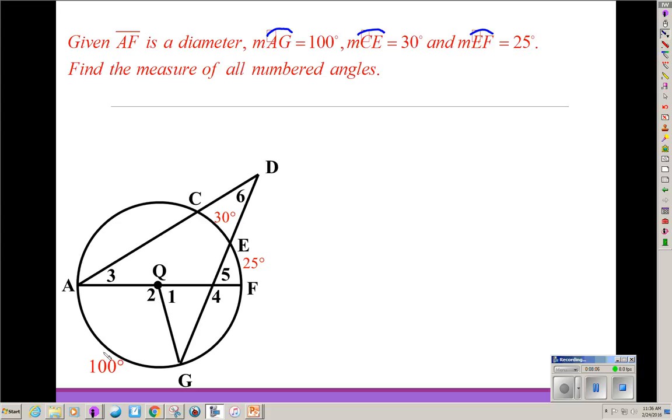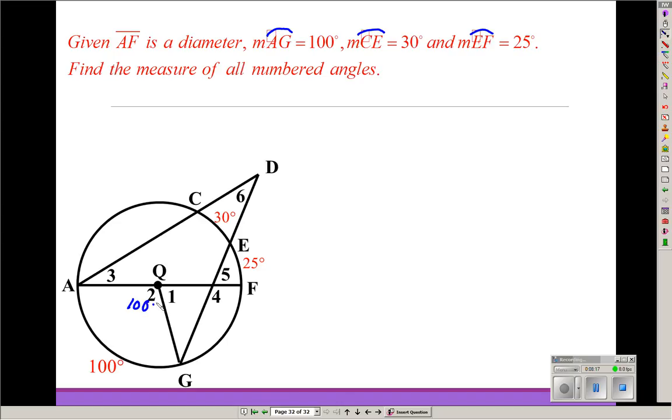One thing I see right off is that angle 2 is a central angle that intercepts this 100-degree arc. So central angles are equal to the arc, so that's going to be 100 degrees. That's an easy one. I can also see that angle 1 and angle 2 form a linear pair. Linear pairs make 180, so I know that the measure of angle 1 is equal to 180 minus 100, and that's 80 degrees.